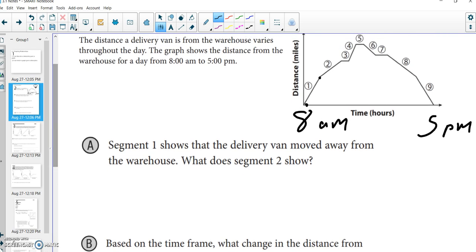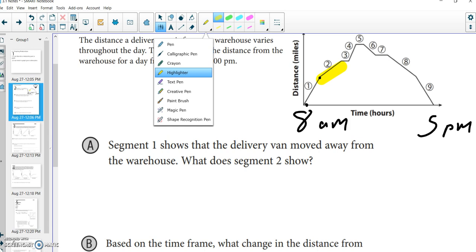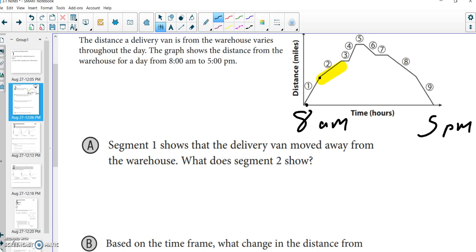Well, segment 2 is going to be from here to here. So what would segment 2 be showing us? If we look at that, our distance is increasing. It's going from here up to about here in distance. So our distance is increasing, and so is our time. So what we're going to say is that segment 2 is going to show the van moving away.